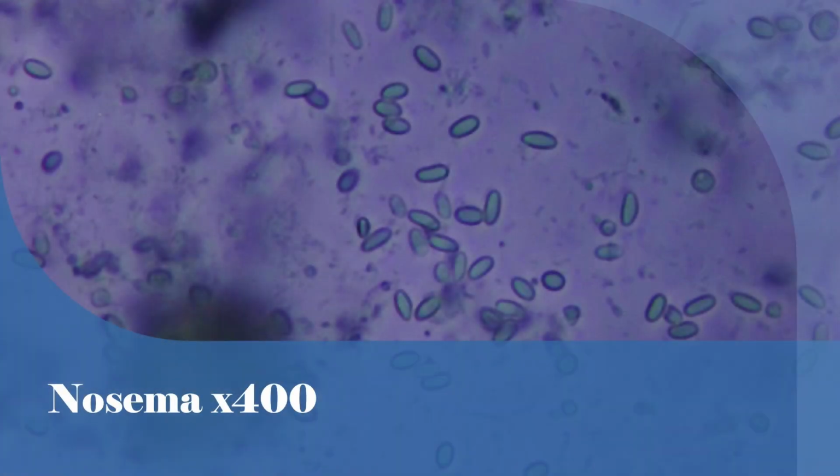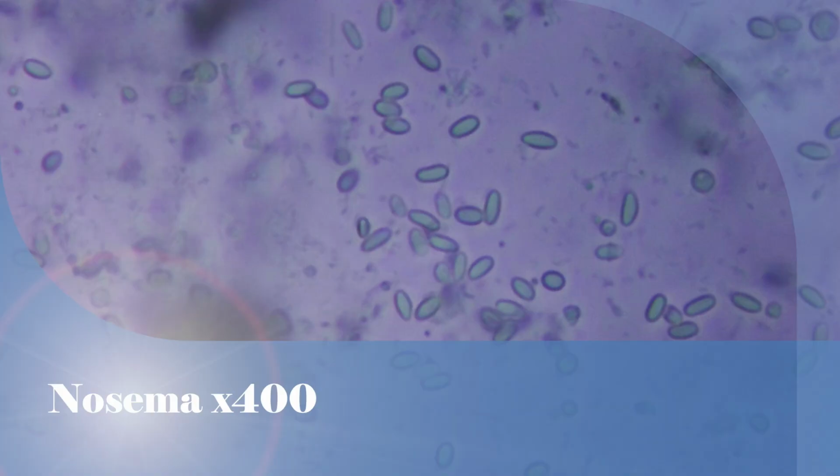And that's what we need for Nosema. These are 5 to 8 microns by 2 to 3 microns, and that's at 400 times magnification. And that's as far as we need to go within beekeeping.